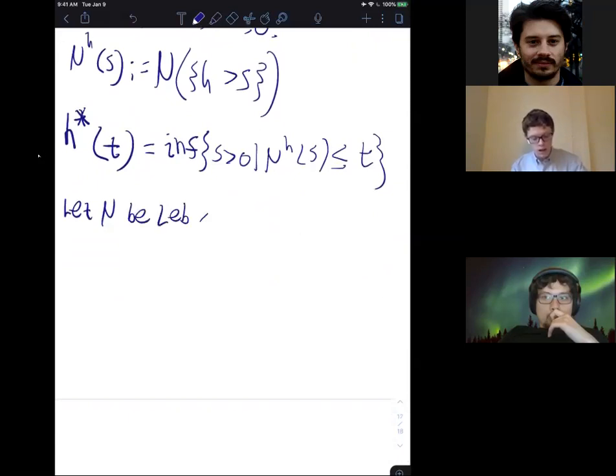and h equal 1_A for some measurable set A in R^d of, say, finite volume.